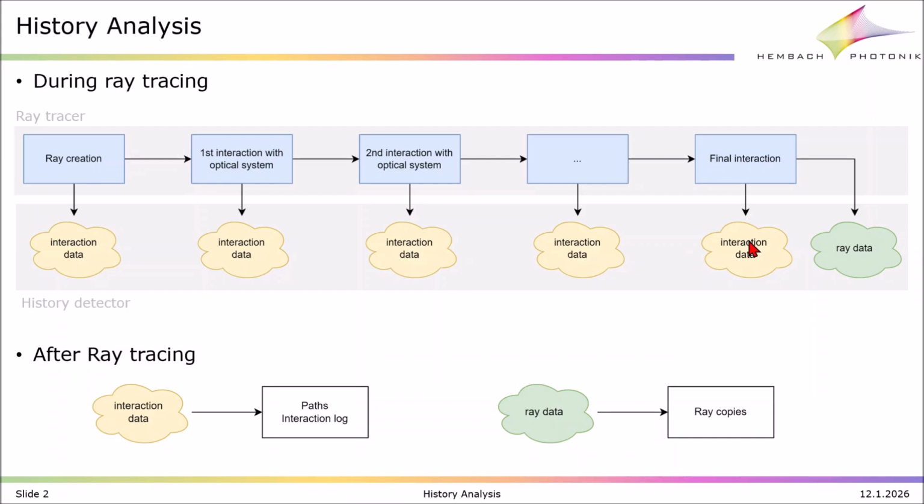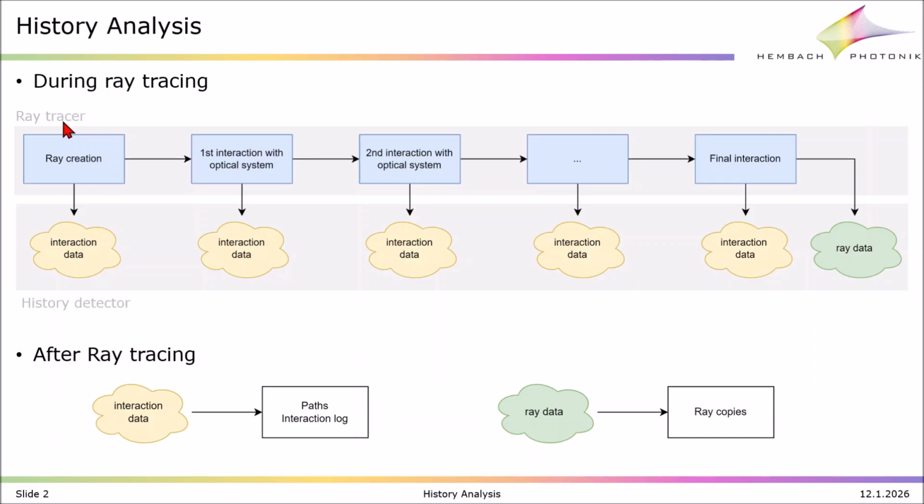After the final interaction of the ray with the optical system, which could, for example, be the absorption by some surface, the ray properties of the ray in the final state are written into the history detector. We also say that the history detector stores the ray data. Once the history detector has collected the ray data in the final state, the ray object itself is deleted from memory and the next ray is traced through the optical system.